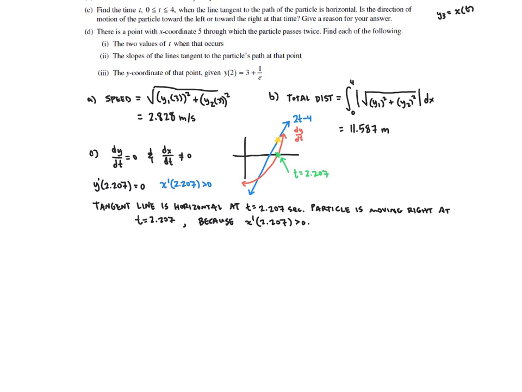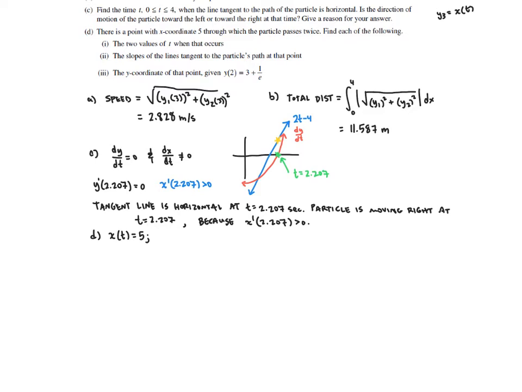Okay, let's look at part D. It says there is a point with an x-coordinate of 5, which the particle passes through twice. Find each of the following. Okay, so it says the two values of t when the x-coordinate is 5. So what I want to know is where x of t equals 5. That's relatively easy to work with.